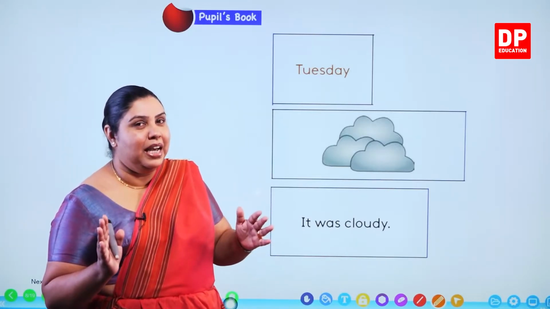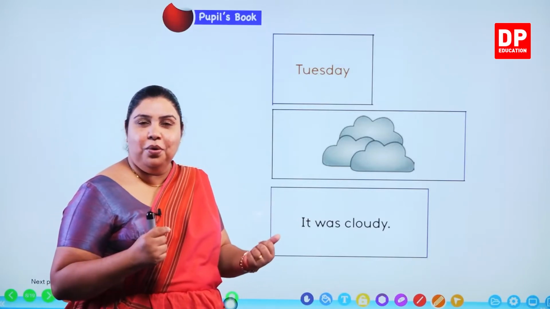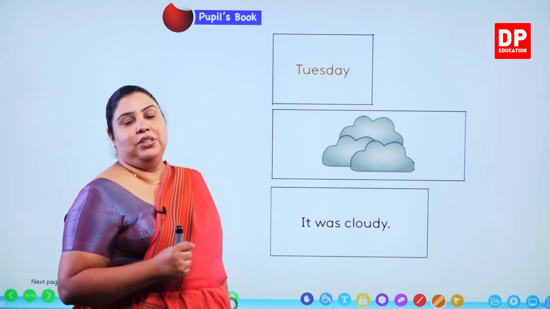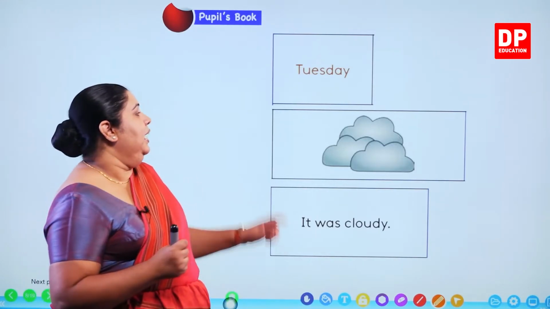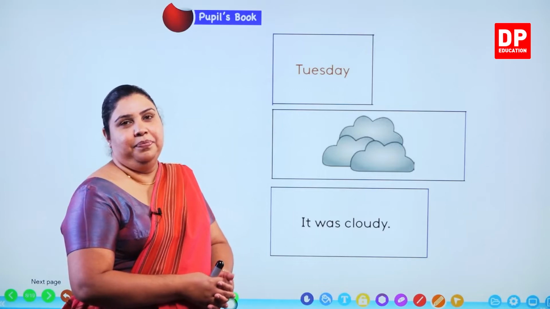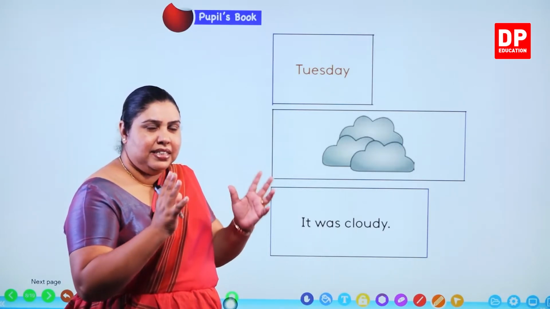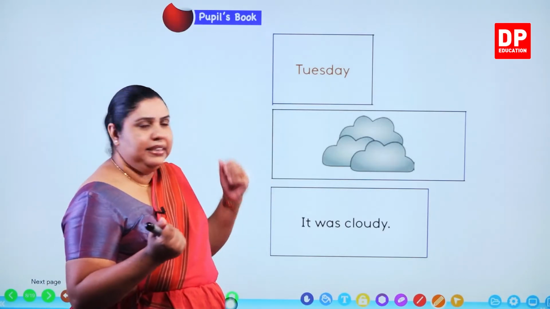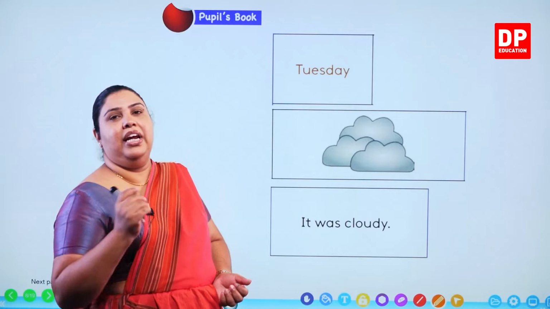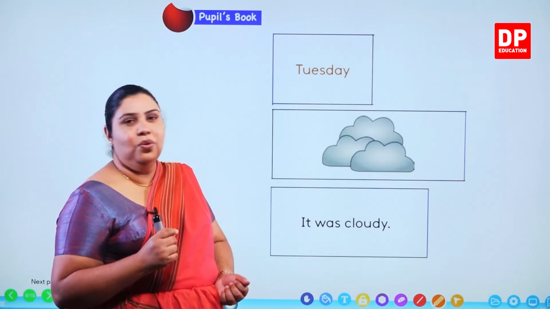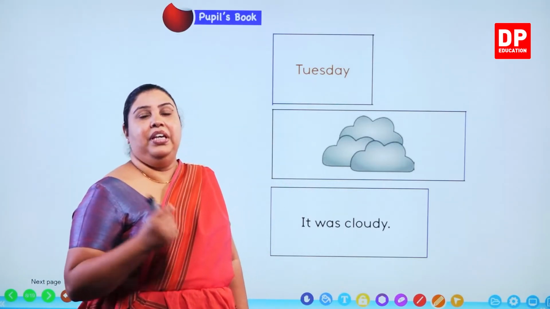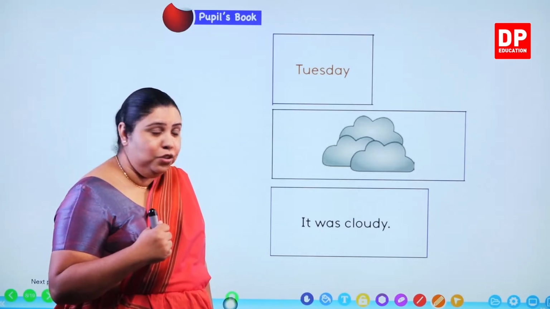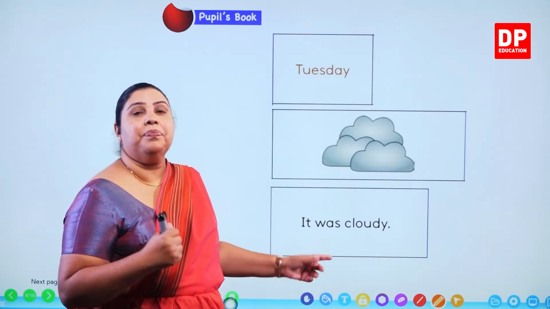Tuesday. Now, by this time, my little girls and boys in grade 4, you know how to write the days of the week, right? Okay. Now, this is Tuesday. Tuesday, how is the weather like? Do we have the bright sun and that blue color cloud? No, we don't have. And is it raining? No, it's not raining. Is it windy? No. Then what is this? We have some dark clouds. So what was the day like? Last Tuesday, it was cloudy.